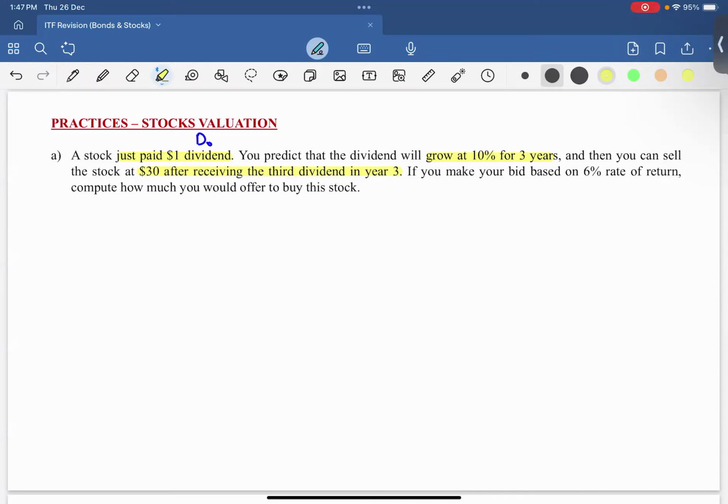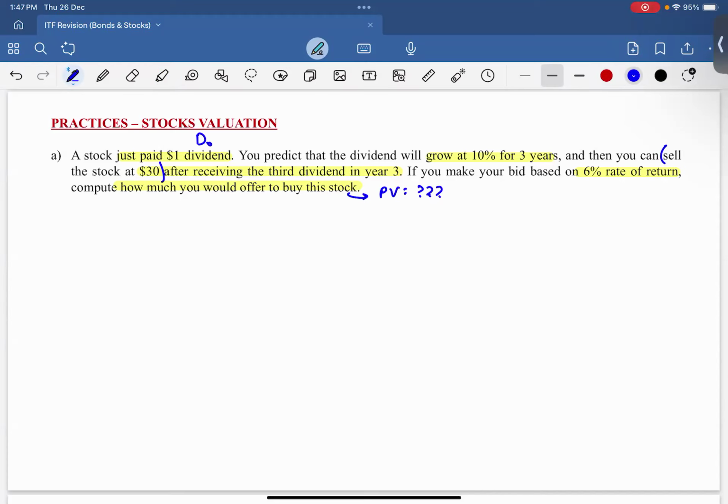Take note, you sell it off. You sell the stock at $30. That means at the end you sell off. So that means you do not hold the stock forever, okay? If you make the bid based on a 6% rate of return, compute how much you offer to buy this stock. That means I would like to calculate the present value of the stock.